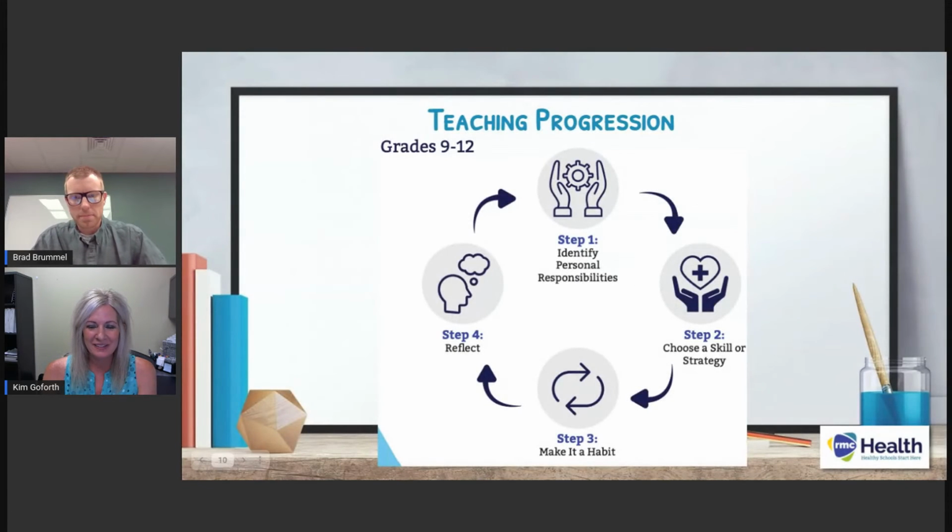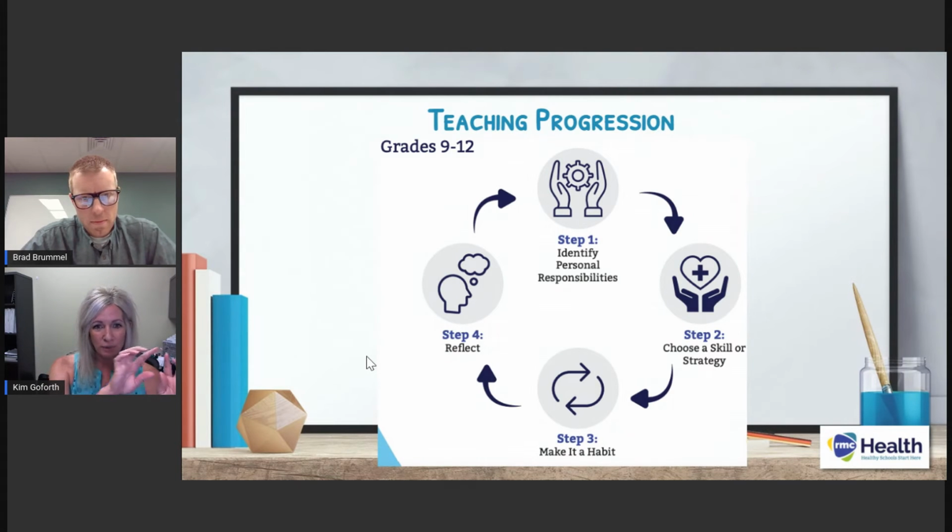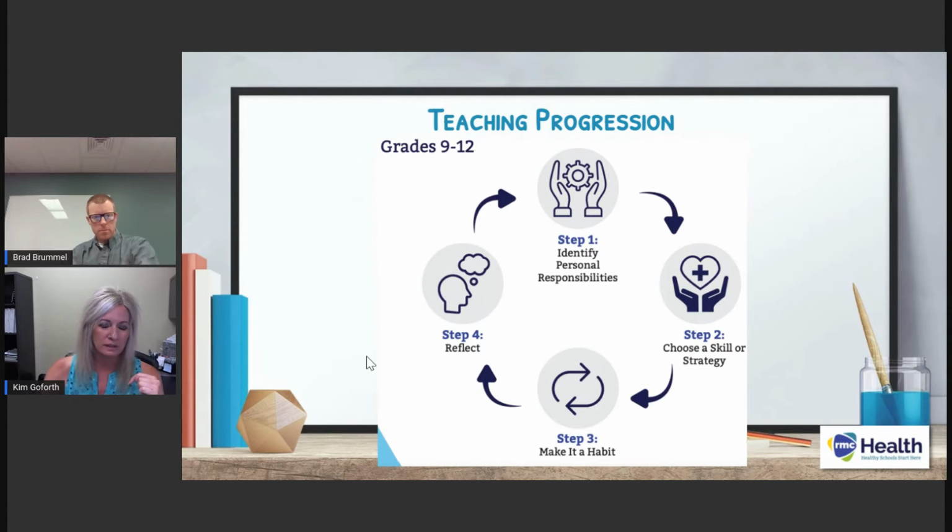I am. Let's get started with this particular teaching progression. Like Brad said, this is just on the personal responsibility piece of this standard for grades 9-12. Most of the teaching progressions that you'll see in the RMC skill guides are a more linear look at things, and this one is one of my favorites. It's very cyclical, and it kind of rotates because we have to constantly identify what's my personal responsibility in this particular situation. Let me choose a skill that I want to focus on. I want to make it a habit and then reflect on it.